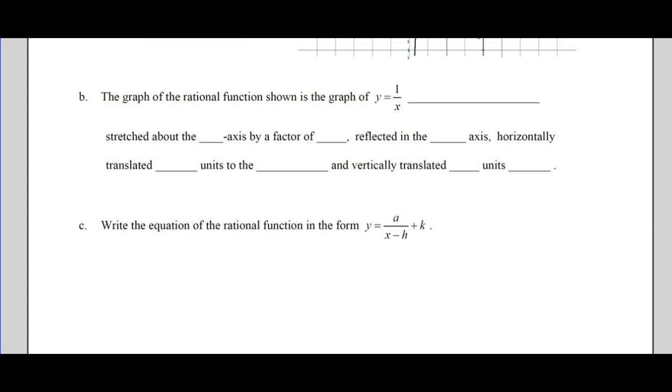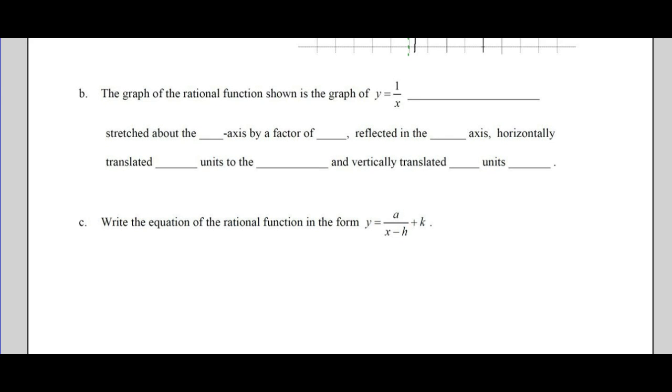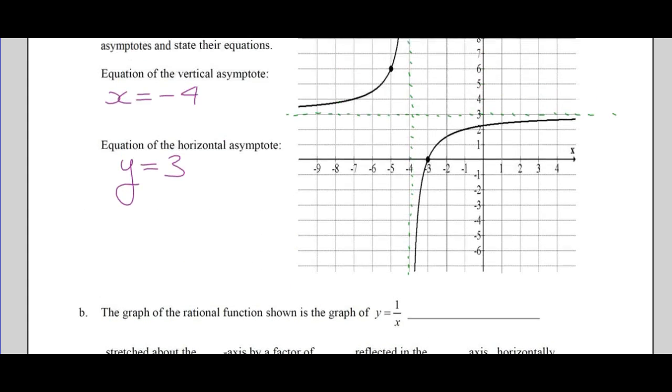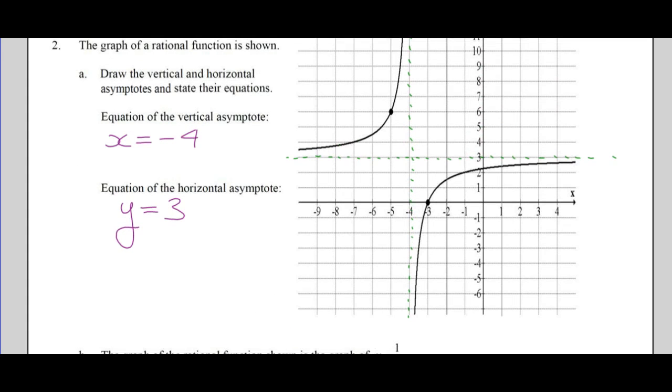The graph of the rational function is shown, stretched about the... reflected... write the equation and the... So, instead of trying to describe it, it might be easier if we build up the equation first, and then we describe the transformations from the equation. Okay? So for rationals, I think it's easier.